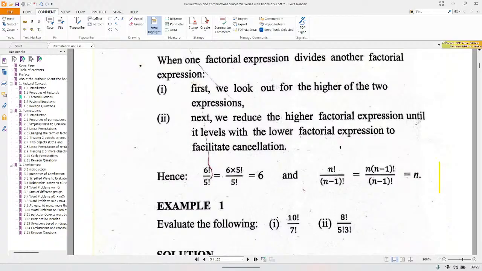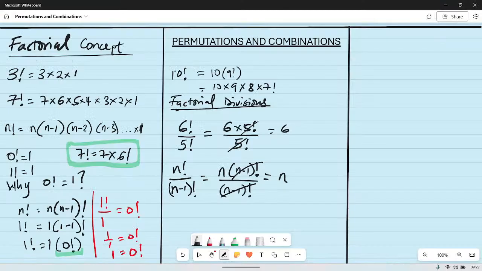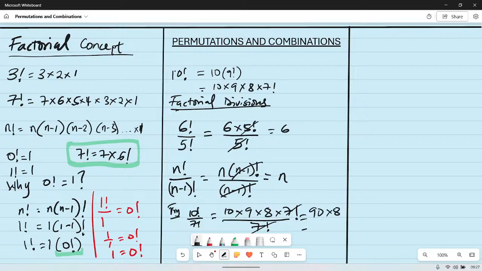Evaluate the following: 10 factorial over 7 factorial. So try 10 factorial over 7 factorial. It becomes 10 times what? 10 times 9, 8, 7. Then I'll end at 7 factorial, all over 7 factorial. So that the factorial will cancel the factorial. Now we are left with what? 90 times 8. 720. Are you okay?